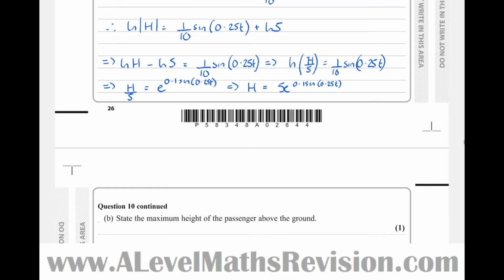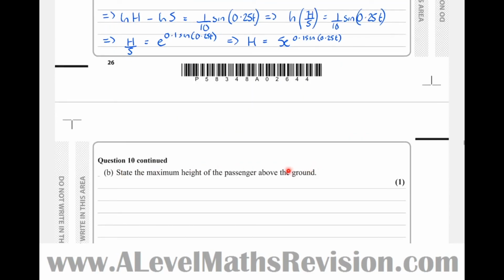So the next part, which I've copied here to remind us what it is, says state the maximum height of the passenger above the ground. Well, we've got to think now what's going to give the maximum value of this. The maximum value is going to occur when this part here, sine of 0.25t, is equal to 1. That's going to be the biggest value. So let sine of 0.25t equals 1, which implies that h max, i.e. the maximum height, is 5e to the power of 0.1.